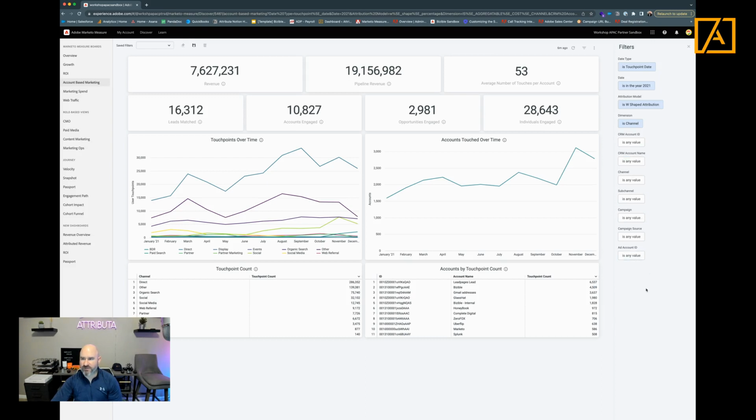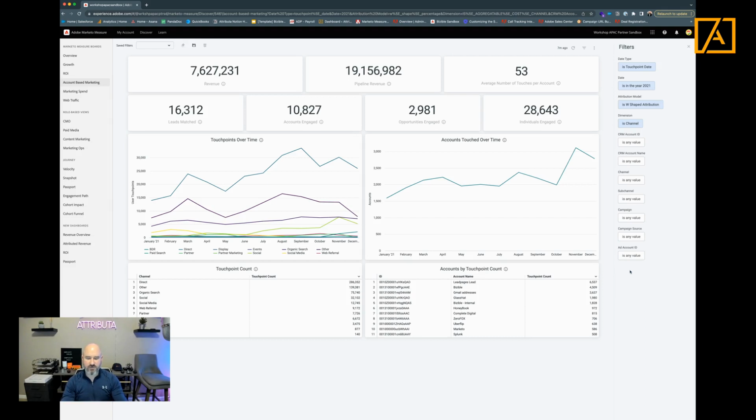Now, you also have some additional filters over here. These are some standard filters that you have. These filters allow you to highlight certain channels, highlight certain sub-channels, highlight certain campaigns, or even to highlight certain accounts. These filters would also allow you to use your Marketo Measure segmentation. So if you had created some sort of segmentation tied to account tiers or industries or geographic regions, you could apply those here and bring this down to a subset of your total accounts.